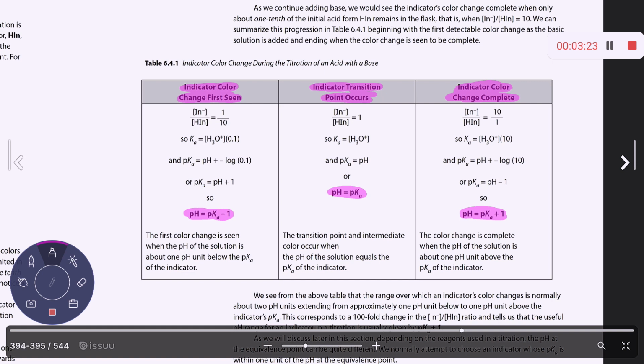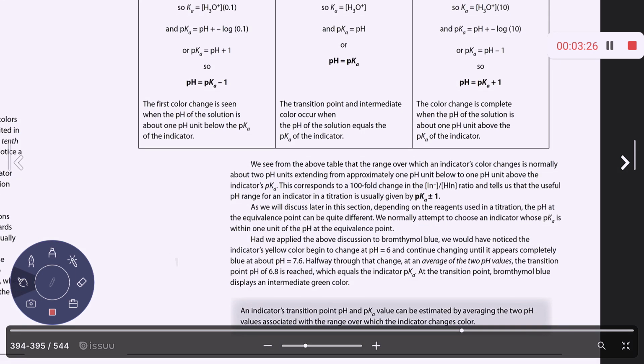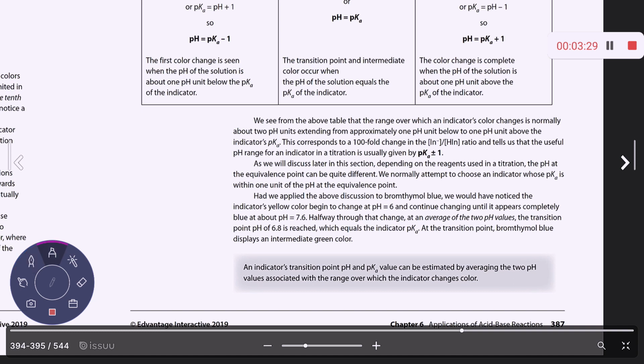So generally speaking, the pH range for an indicator in a titration is usually the pKa ± 1. And then we normally choose an indicator whose pKa is within 1 unit of the pH at the equivalence point. And then an indicator's transition point pH and pKa can be estimated by averaging the two pH values with the range over which the indicator changes color. We're going to take a look at that on the next page. So let's turn the page.